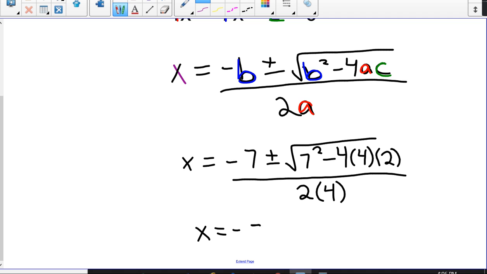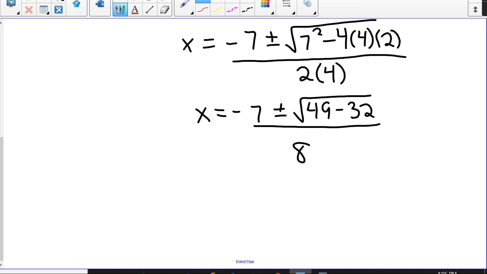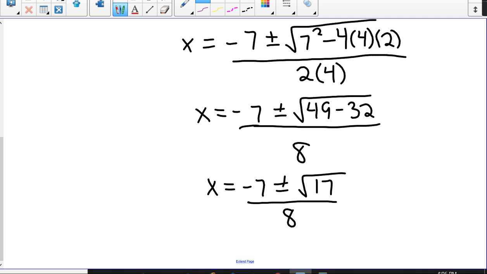Okay, so now I will start to simplify this. So I have x equals negative 7 plus or minus the square root of 7 squared. 7 squared is 49, minus 4 times 4, which is 16. 16 times 2 is 32, all divided by 2 times 4, which is 8. I've told you in class many times, I don't care if you take 7 squared minus 4 times 2, throw the whole thing in the calculator and get the answer. That is totally fine. So x equals negative 7 plus or minus the square root of 49 minus 32. 49 minus 32 is 17. And then it all gets divided by 8.